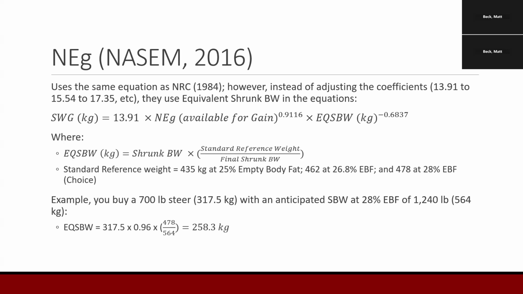So the equivalent shrunk body weight of that steer is 317.5 times 0.96. Okay, 0.96 times live weight is shrunk body weight. That's because most people in the world use a 4% pencil shrink. So they just take the live weight and multiply by 0.96 to apply a straight across 4% pencil shrink. Times 478 divided by 564. So the equivalent shrunk body weight of that animal is 258.3 kilograms. Questions?